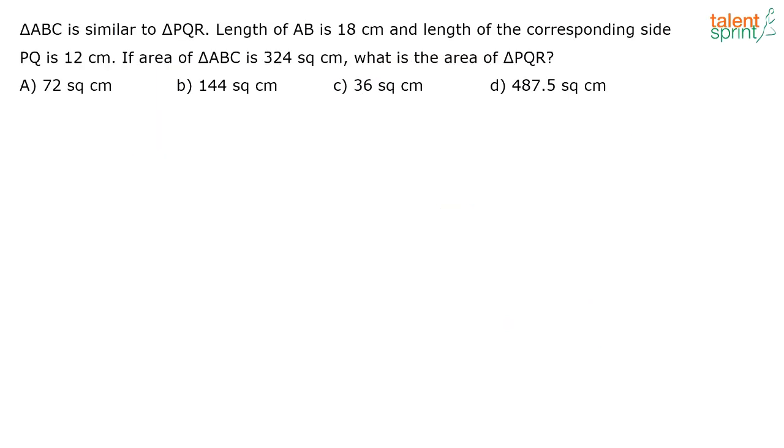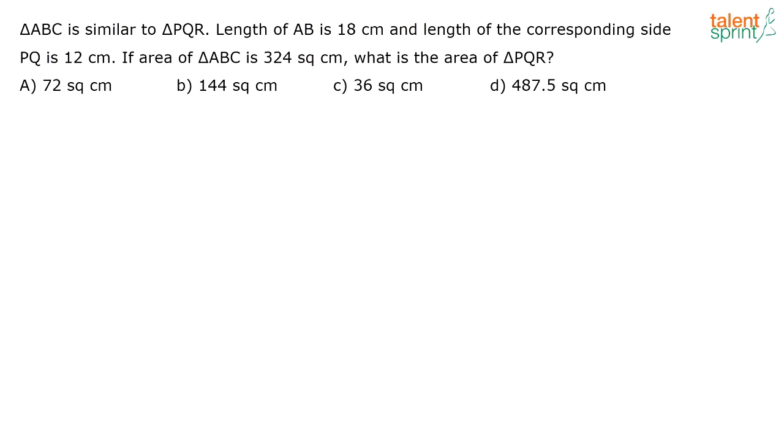The next question is there on your screen. So this is on similar triangles. Triangle ABC is similar to triangle PQR. Length of AB is 18 centimeters and length of the corresponding side PQ is 12 centimeters. If area of triangle ABC is 324 square centimeters, what is the area of triangle PQR? So how do you solve this?